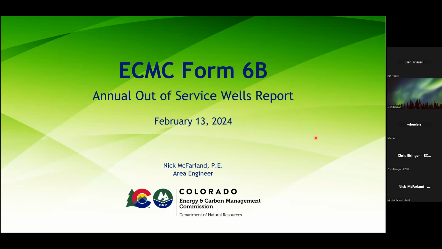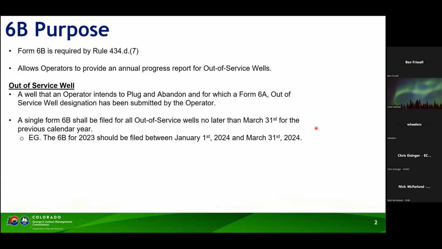So without further ado, what is the purpose of the Form 6B? First and foremost, 6B is required by Rule 434D7, and it allows operators to provide an annual progress report for all of their out-of-service wells. As you'll recall, an out-of-service well is a well that is intended to be plugged and abandoned, and for which a 6A out-of-service well designation has been submitted by the operator.